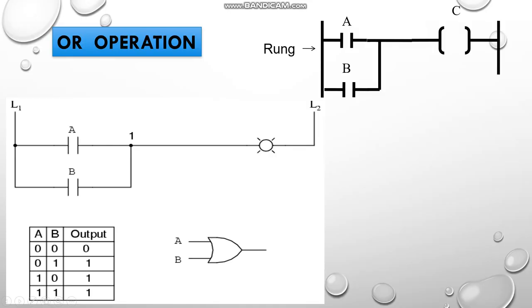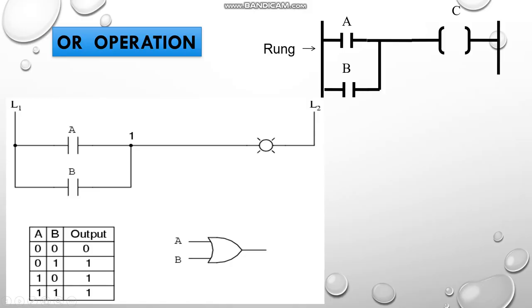The output of the OR gate, this particular ladder diagram, should be designed based on this symbol. Here A is connected to B in parallel. When A is 0 and B is 0, both are considered normally open, so the output is 0. The output at this point is 0, and the output device does not turn on.